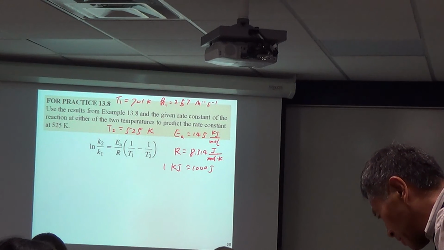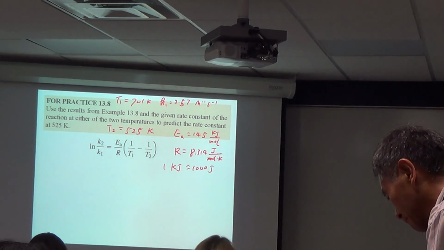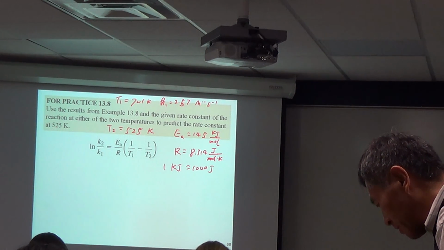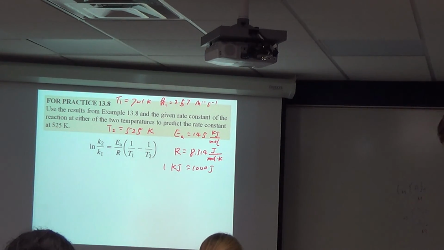On the left side, that becomes 2.57 over 6. So K1 equals 2.57 divided by 9. And that's what gives you the number.